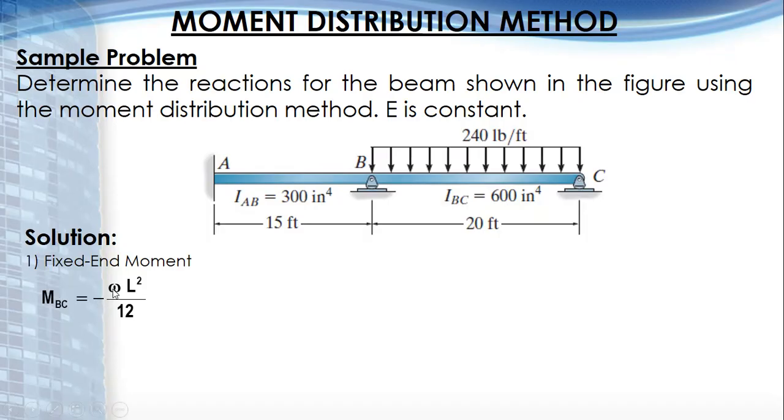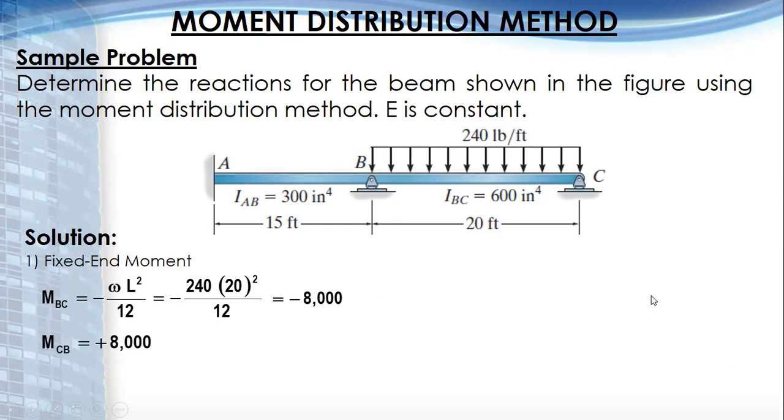So negative omega L squared over 12. Omega is 240, length is 20. And MBC is negative 8,000. Due to symmetry, the moment of member CB is the same in magnitude, but the sign is positive.